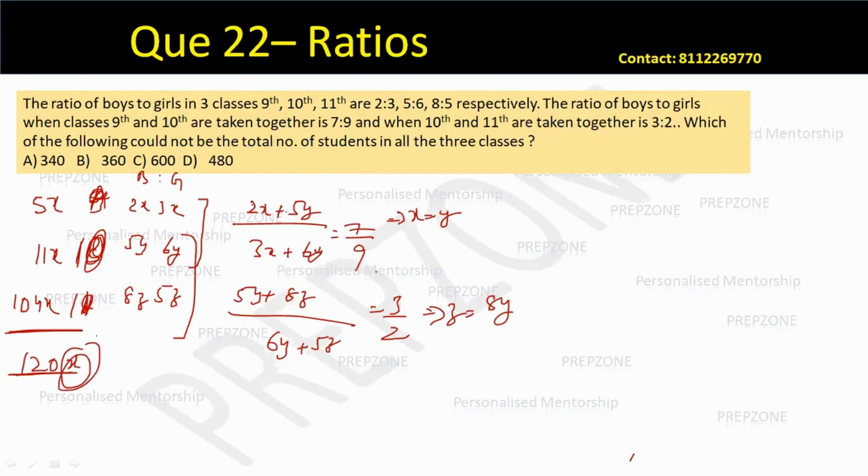And you know x has to be an integer. So which of the following could not be the total number of students? So I know it has to be a multiple of 120. So this is a multiple of 120. This is a multiple of 120. This is a multiple of 120. Pucha kya could not be. So answer has to be A.